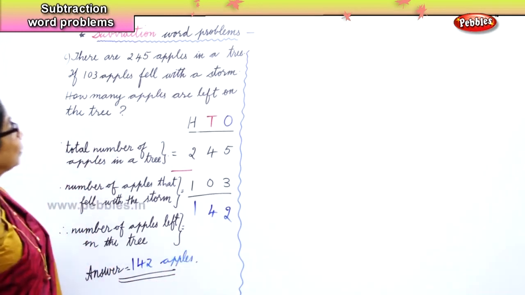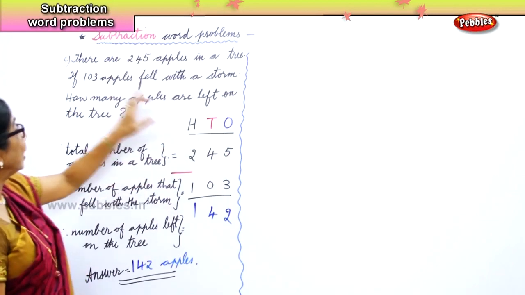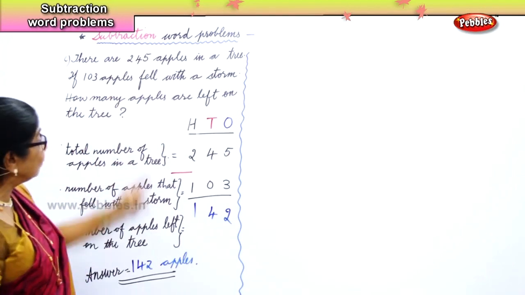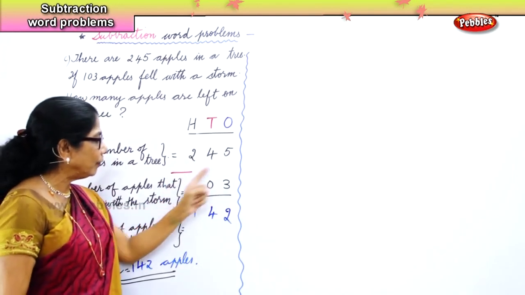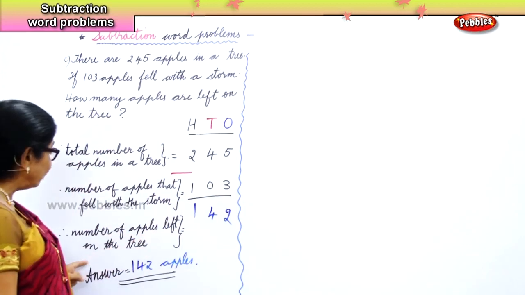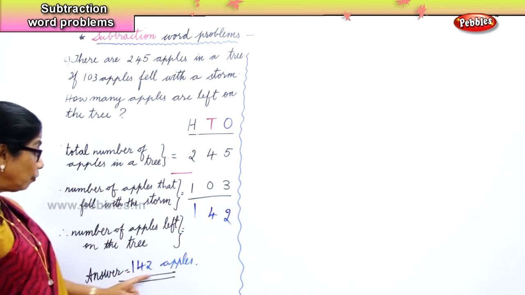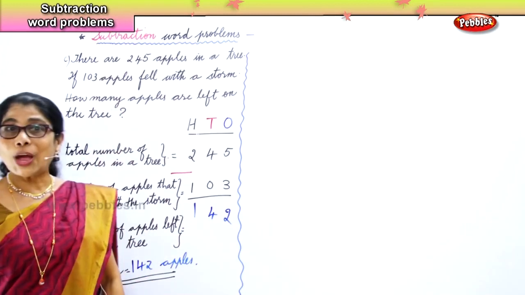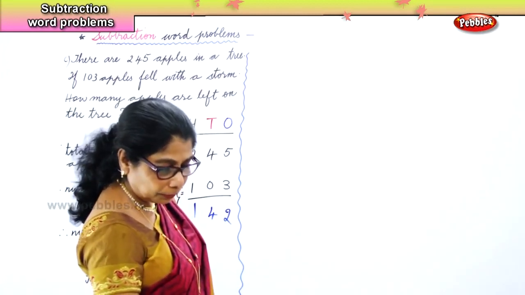What did we do now? There are total number of apples, 245. Number of apples that fell with the storm, 103. So 245, take away 103. Number of apples left on the tree, 142. 142 apples left on the tree. Now, another problem for you. Okay?